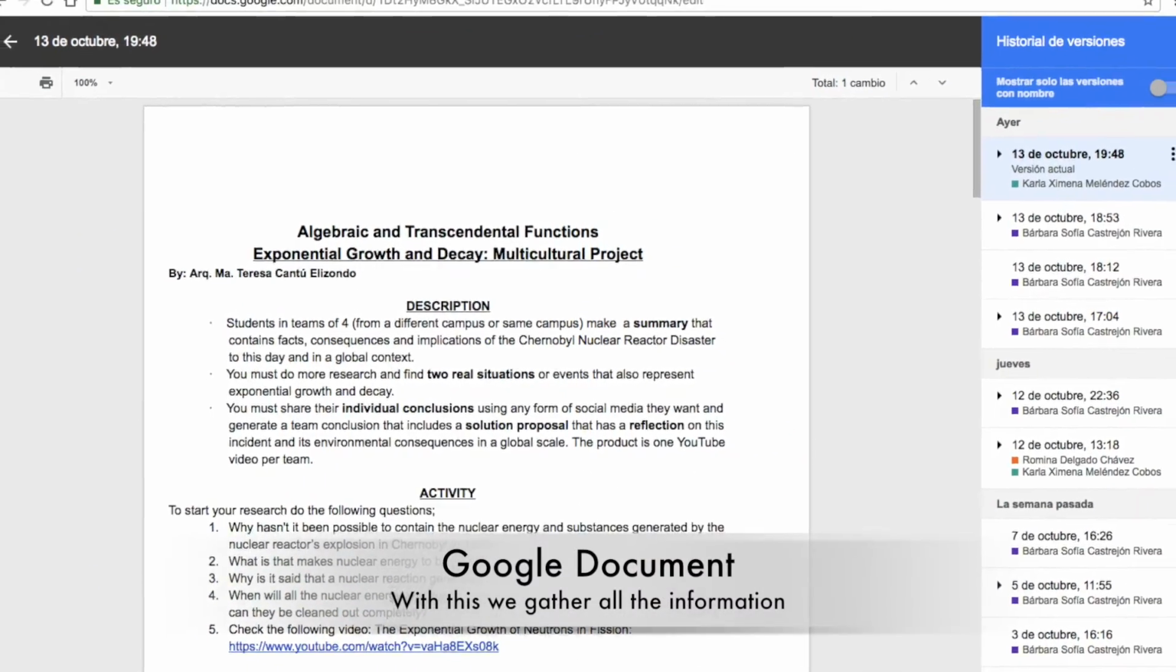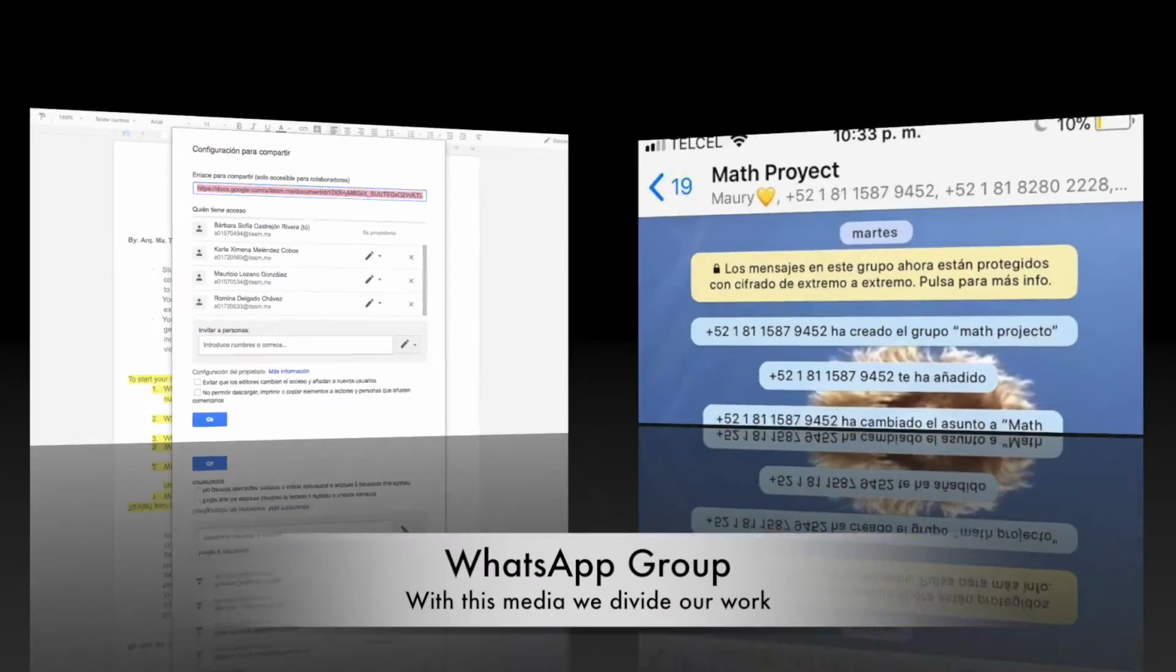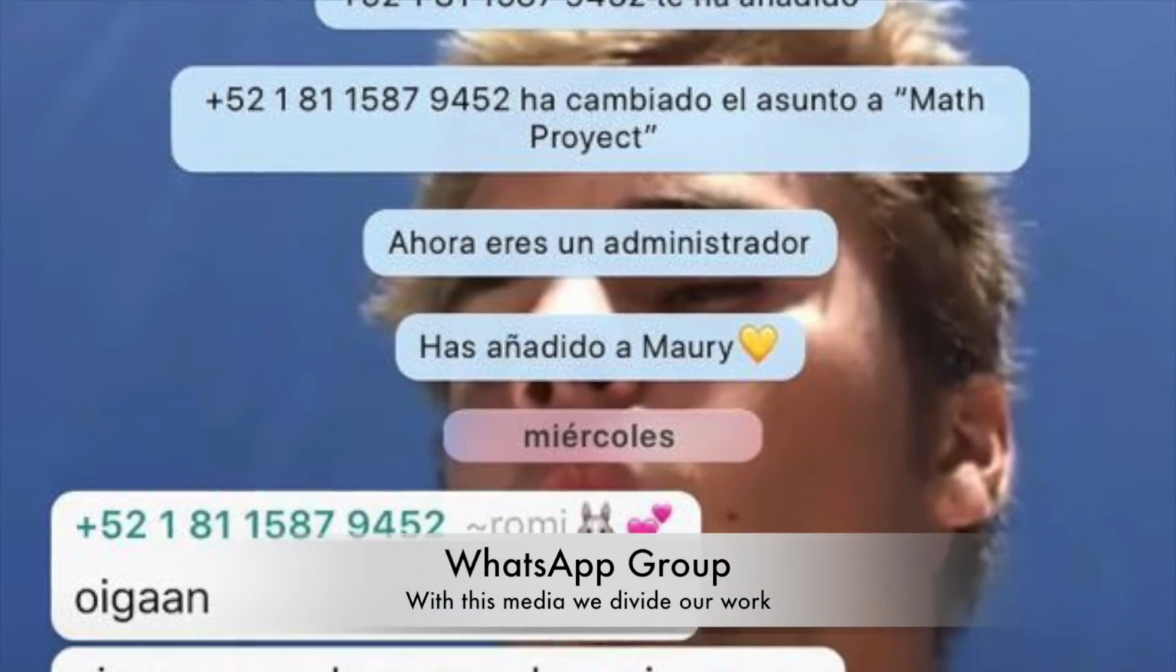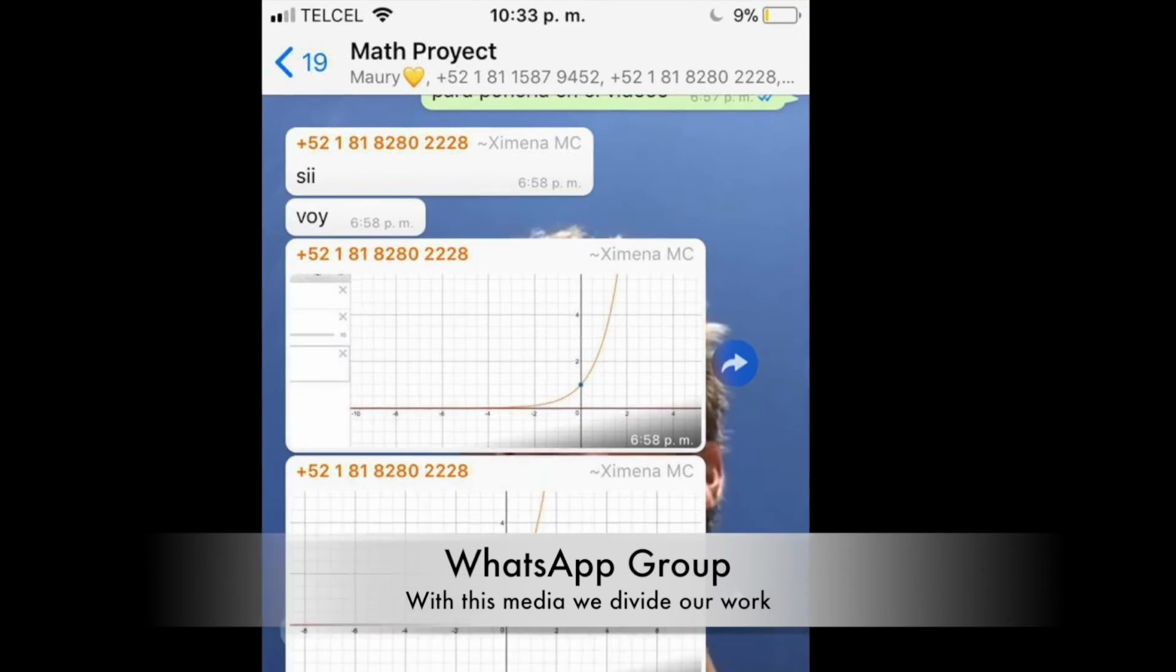First, we used Google Docs. With this, we gathered all the information. Our second way of communication was via a WhatsApp group. With this, we divided all the work.